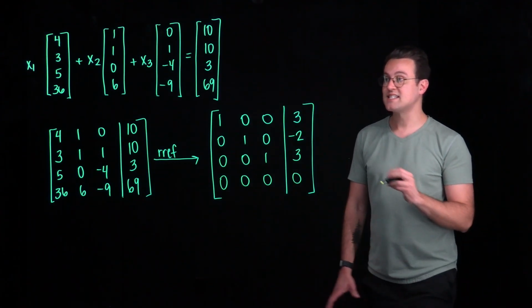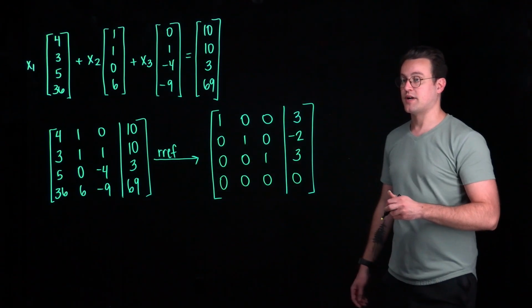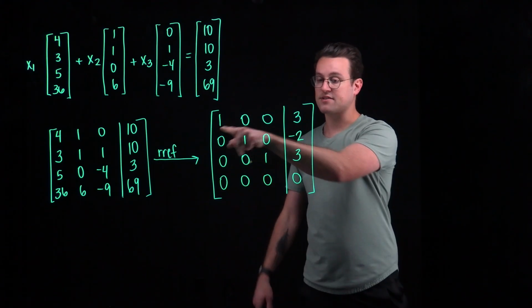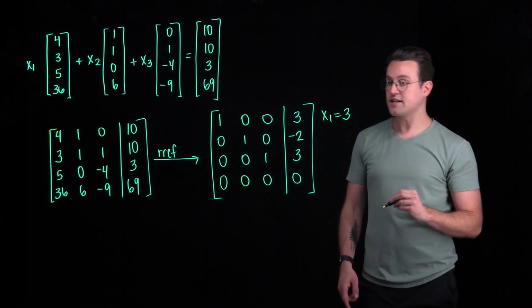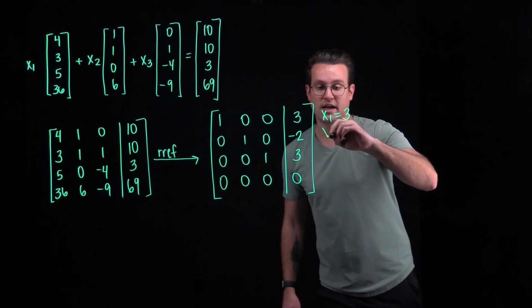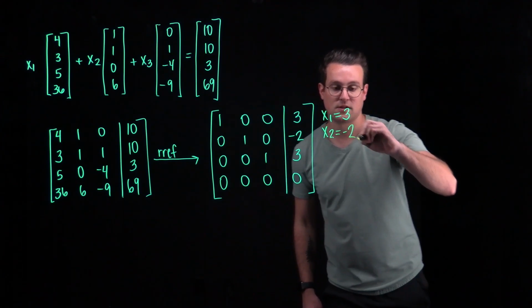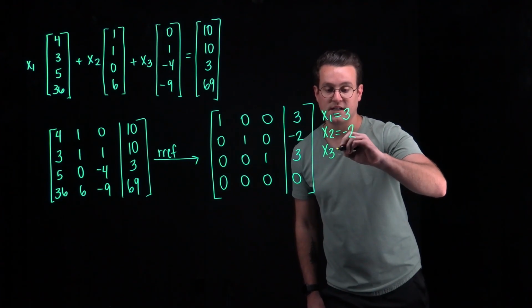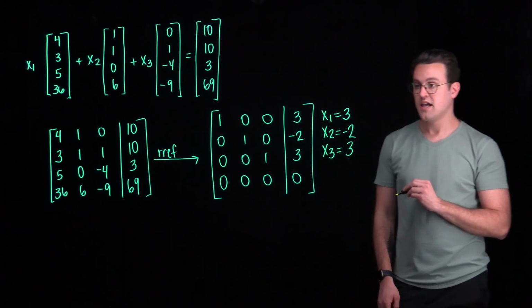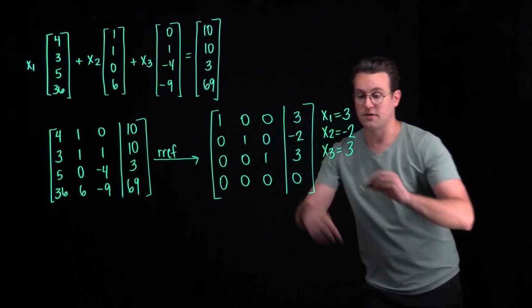Okay, now I want to translate this back into a system of equations. So in the first row, x1 equals 3. Then in the second row, x2 equals -2. Then in the third row, x3 equals 3. And then in the fourth row, 0 equals 0.